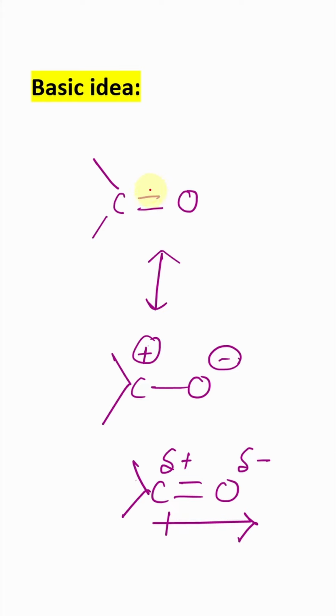If you look at this pi bond, C double bond O, this bond breaks this way, and what it produces is a negative charge on oxygen and a positive charge on carbon. So this can create a dipole moment. The concept is that dipole moment is a vector quantity, and its direction is from positive towards negative.